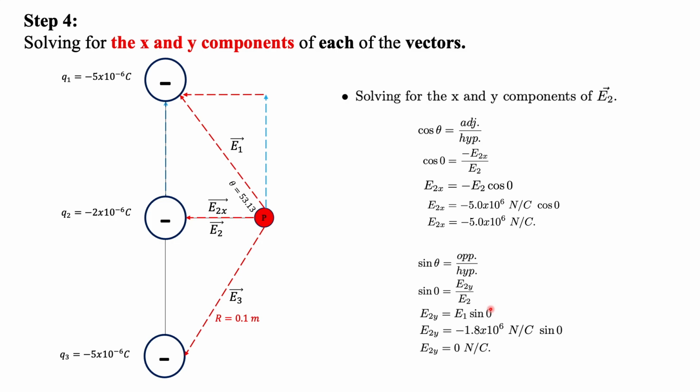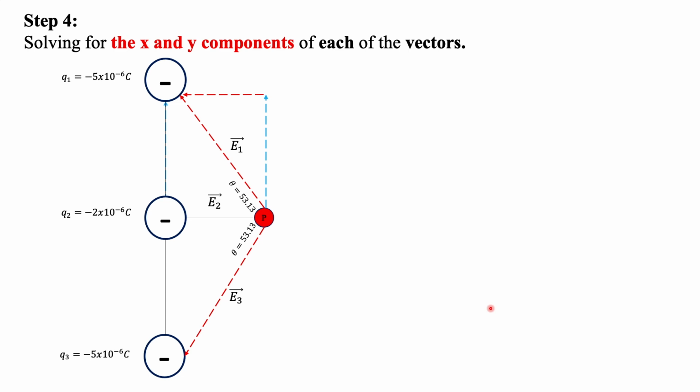Let's move to the third vector, which is the electric field 3. Now notice the blue part. This is your y component of the electric field vector 3. This red part is the x component of the electric vector 3. And so is this. This is also the x component, and the blue part is also the y component of the vector 3. Let's start with solving for the x component. So if I'm looking at my angle, this is my angle 53.13.